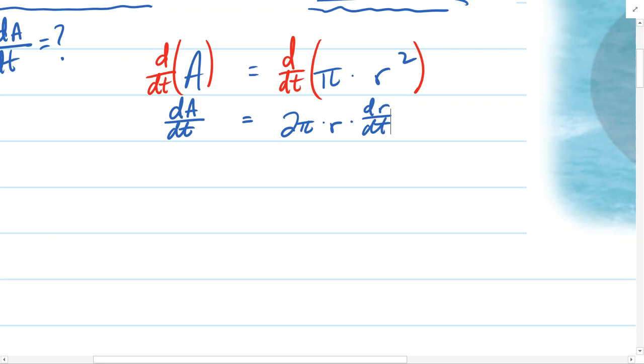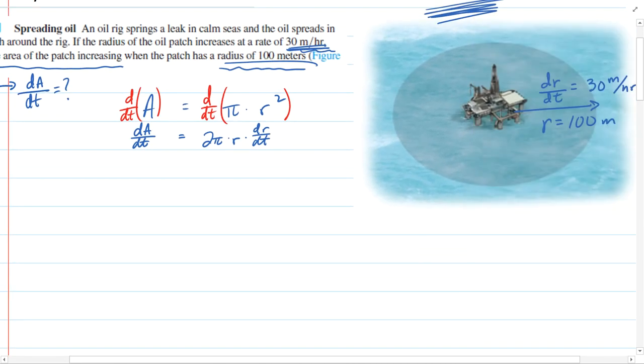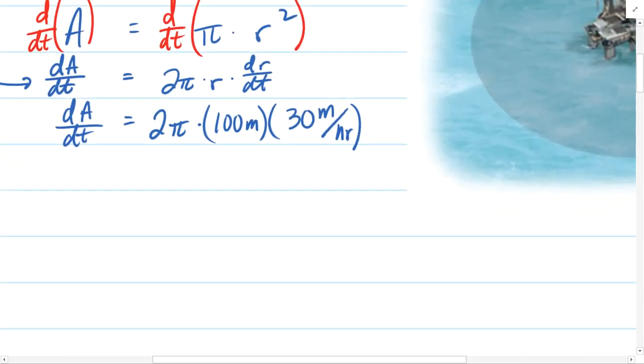Now at this point we're actually quite lucky because a lot of the information that we need to finish this problem is provided for us. We still don't know what dA/dt is. That in fact is what we're looking for. But 2 pi is just a constant value, and r is supplied for us, 100 meters, and the dr/dt is supplied for us as well. If you recall, the oil slick is increasing at a rate of 30 meters per hour. And if our job is to compute what dA/dt ought to be, well, that's just a matter of completing this product over here. 2 pi times 100 times 30.